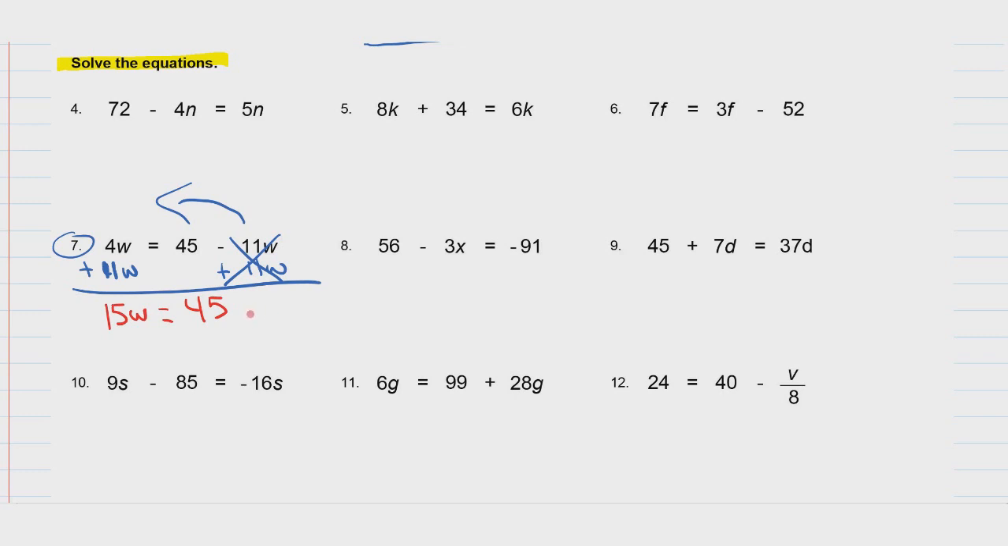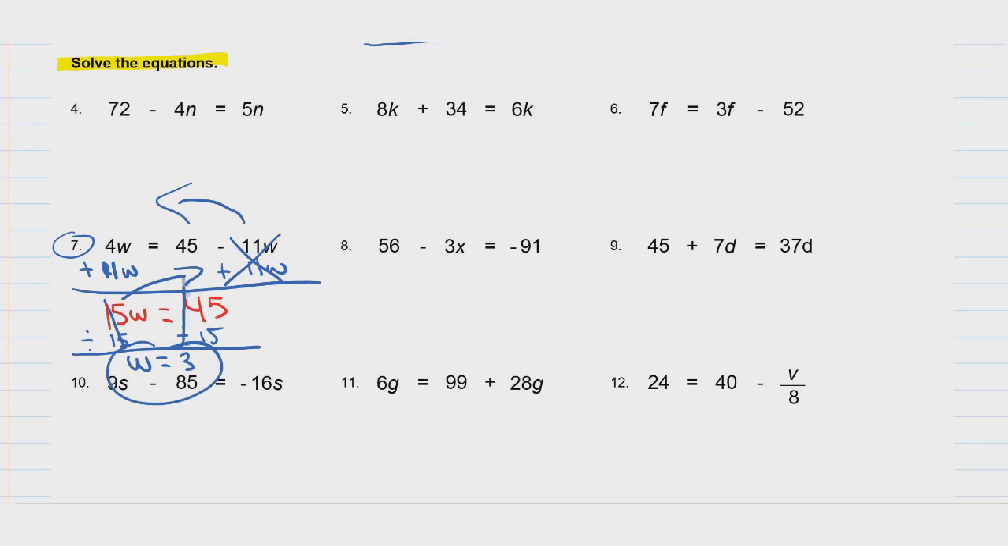Now the 45 is happy because there's no variables next to him, but the 15 is still next to the w. And again, we've already talked about this. You should know that's multiplication. So if we send it to the opposite side, we're going to have to do the opposite operation. So we're going to divide both sides by 15. And 15 divided by 15 is 1, and 1 times w is w. And 45 divided by 15 is 3. So w equals 3.